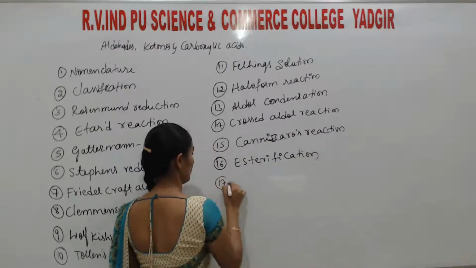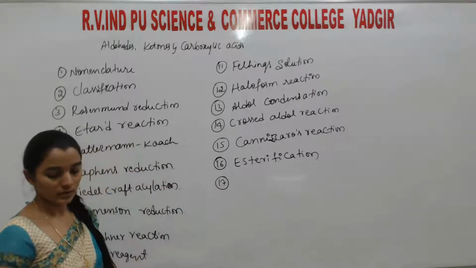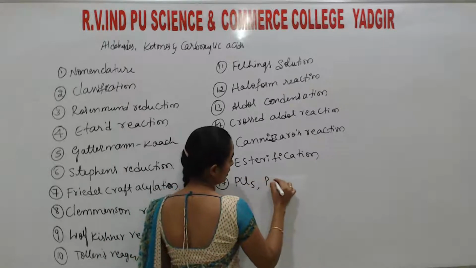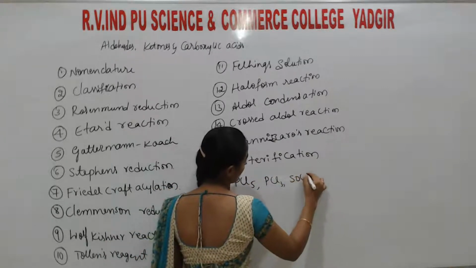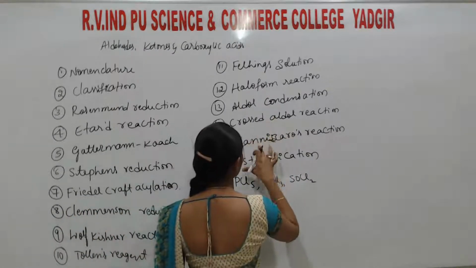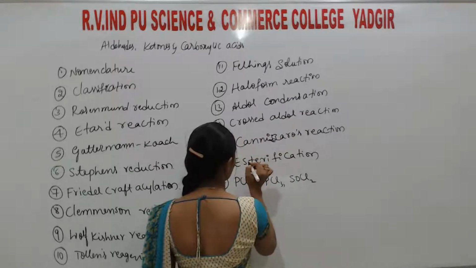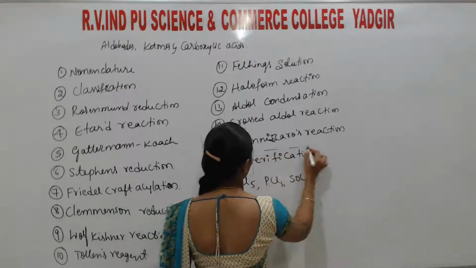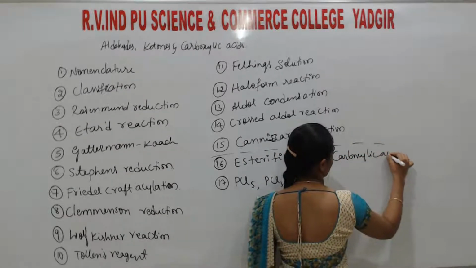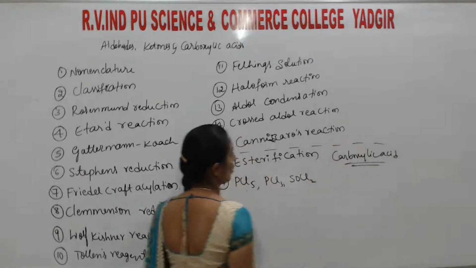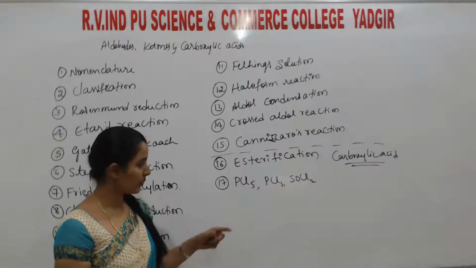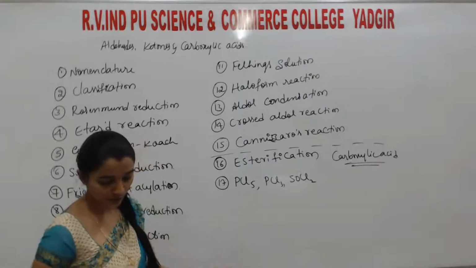Esterification. Okay. 17th, reaction with PCl5, PCl3, and SOCl2. Okay. So listen, students. From here, this is carboxylic acid. Up to here, this is aldehyde and ketone. From 16 onwards, it is carboxylic acid reactions, preparations and the reactions, chemical properties.